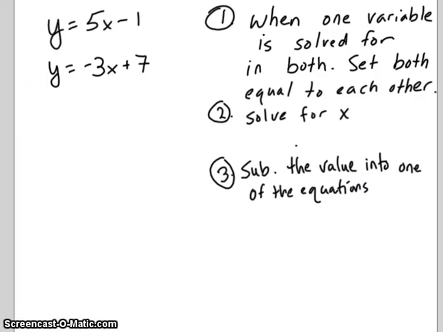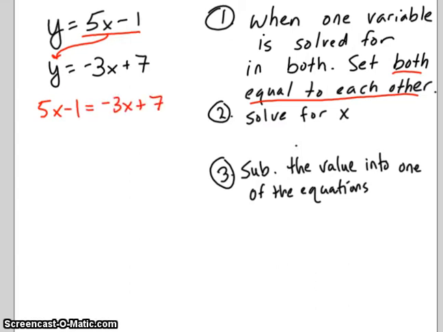The next example I'm going to show you is when one variable is solved for in both scenarios. These problems may be a little bit easier, but they're different from what we've been doing. It's the same process. We still take y equals that and plug it in for y in the other problem. But what we're really doing is setting both equations equal to each other. So 5x minus 1 equals negative 3x plus 7. Since y equals this and y equals this, then they equal each other.